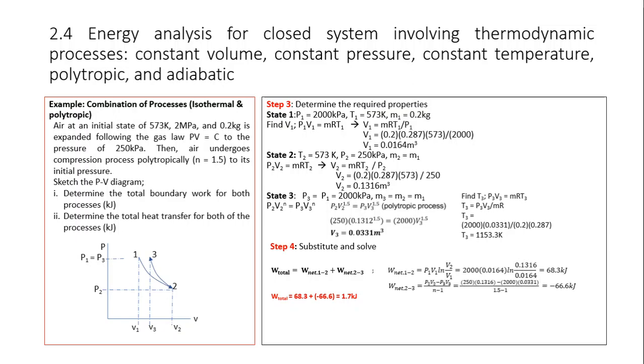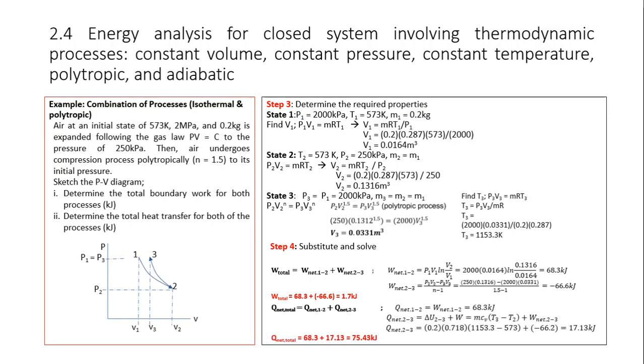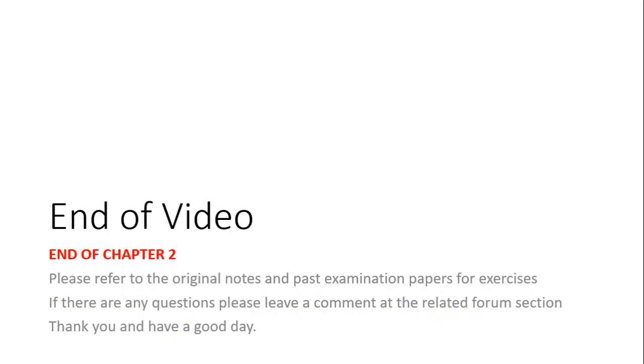For step 4, just substitute the values into the individual boundary work equations. Once we have calculated the boundary work answers, only then do we add them up to get the total boundary work. Same with the amount of heat transfer: calculate them individually, and once we have calculated them individually, we can add them up to get the total amount of heat transfer.